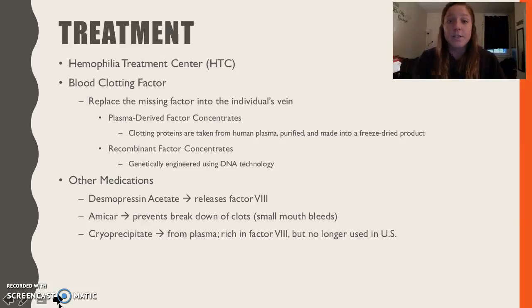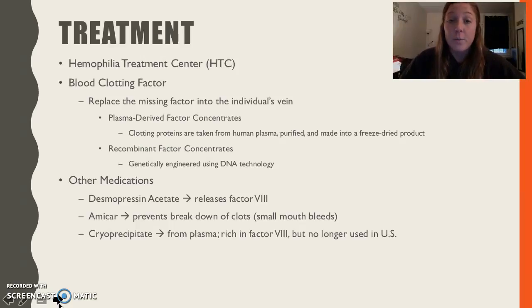Other medications include desmopressin acetate, which is a chemical also injected into the vein, and it releases factor 8. This mainly helps individuals with mild hemophilia by increasing their own factor levels above 50%. Another medication, Amicar, can be injected or taken by mouth, and it prevents the breakdown of blood clots, and that's typically used in small mouth bleeds, for example, after a dentist appointment if your gums are bleeding, or if a child bites their tongue or their cheek.